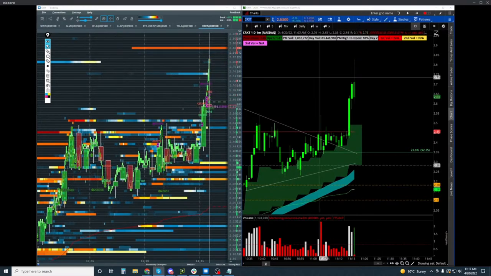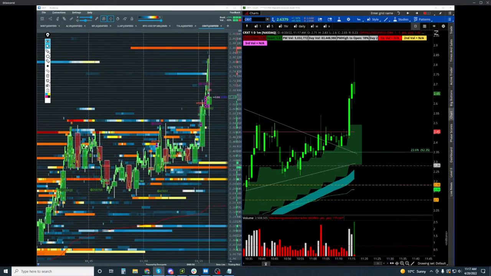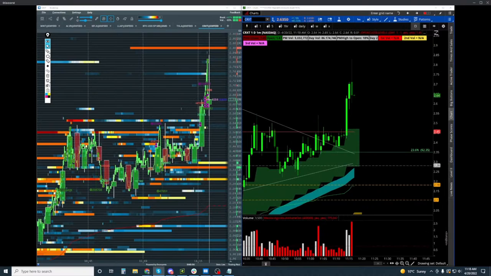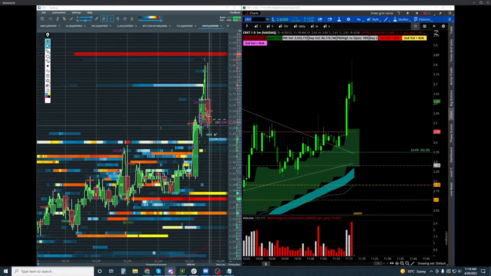Okay, I'm loaded 280. Loaded 280. Now I'm waiting for this to fail. So extension play. And let's see if we can fail below the 245. Nice over here. 260. Think we can have a breakdown.